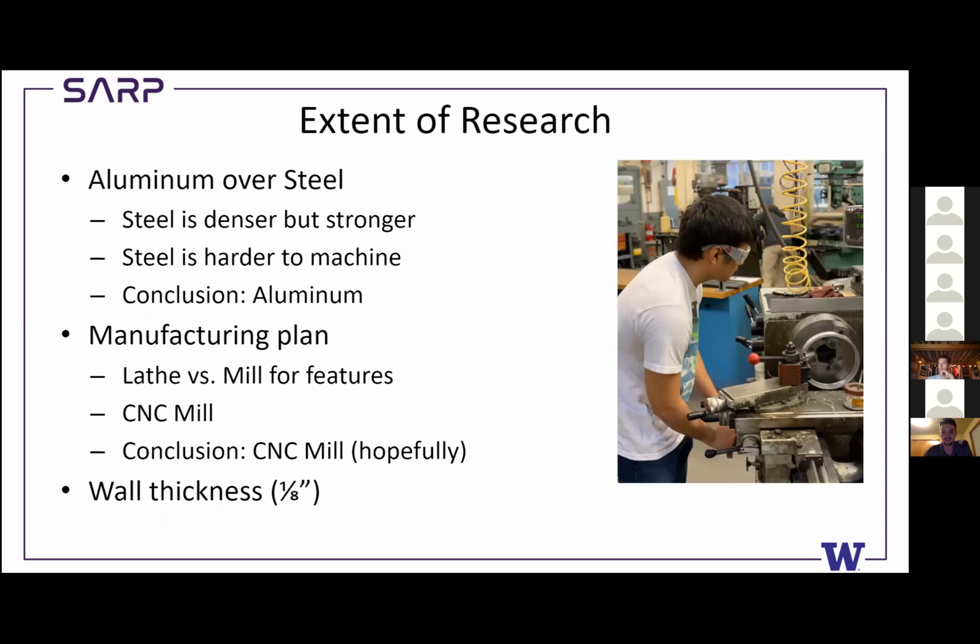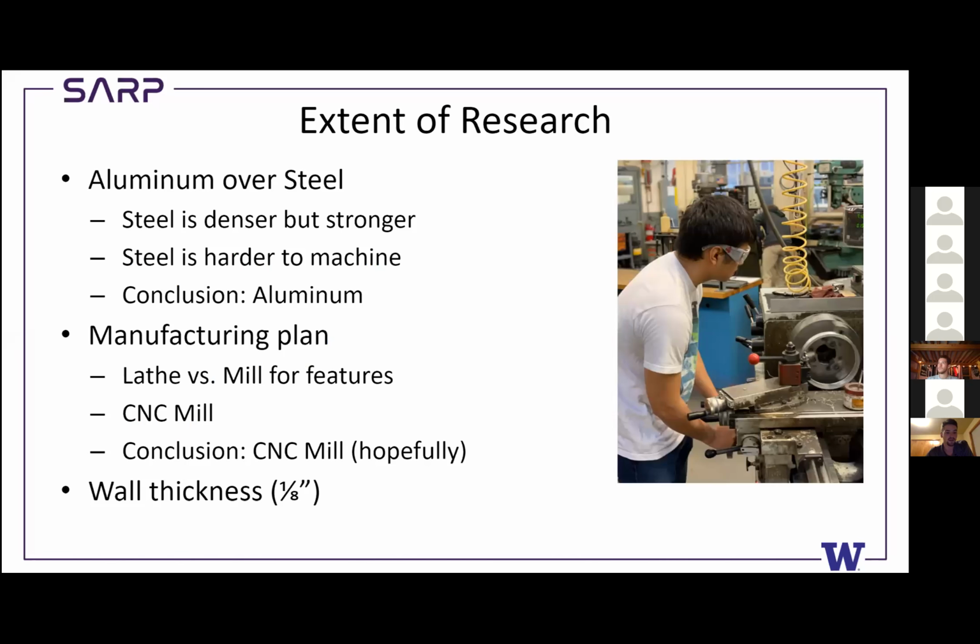Next slide, please. And then, with this research, we've been talking about materials. We talked about aluminum versus steel. Obviously, we found steel is denser but stronger. Steel will also be harder to machine. And with that, we concluded that aluminum would be best for us going forward.